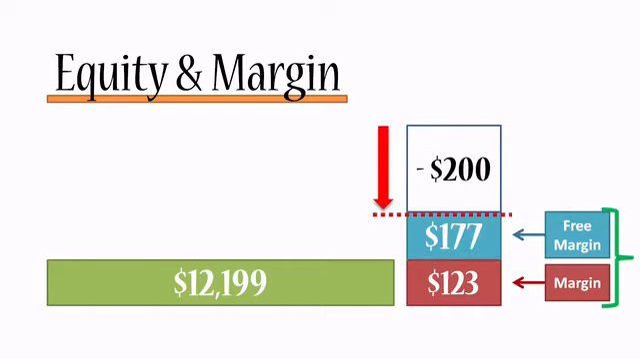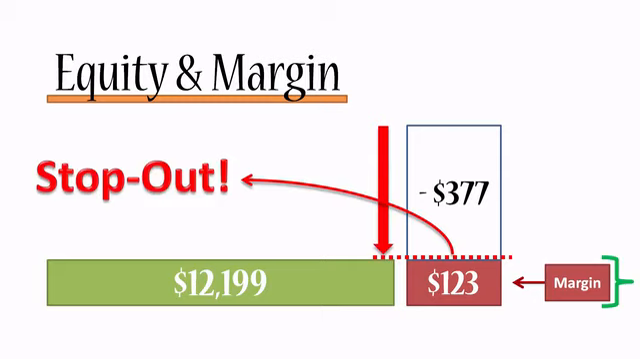So if the market keeps going against us, now the free margin has reduced by $200 and the equity has reduced by $200. And at the same time, the borrowed funds and the margin, the frozen margin, are still intact. Now, what happens if the market keeps going against us? Well, what will happen is a stop out.